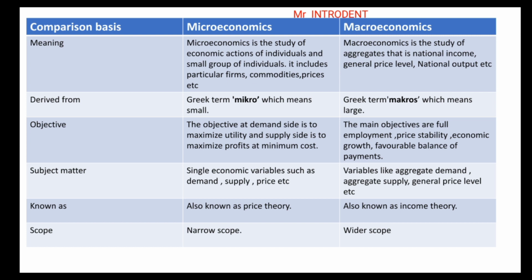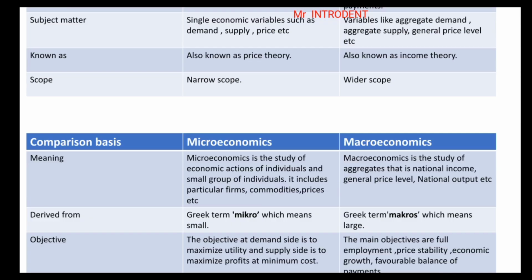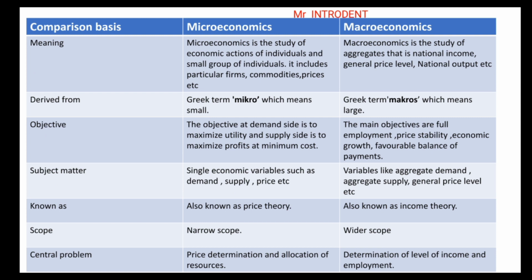Next is scope. Microeconomics has a narrower scope. We have few things to study in microeconomics, whereas macro deals with more things. It has a wider scope and a lot of things are included in the study of macroeconomics. Next is the central problem. In microeconomics it is price determination and allocation of resources, whereas in macroeconomics it is determination of the level of income and employment. Income and employment are very important. These are the central problems, therefore it is also known as income theory.